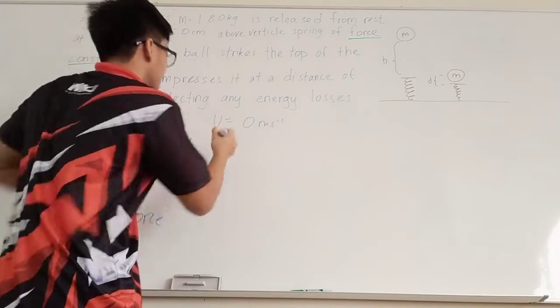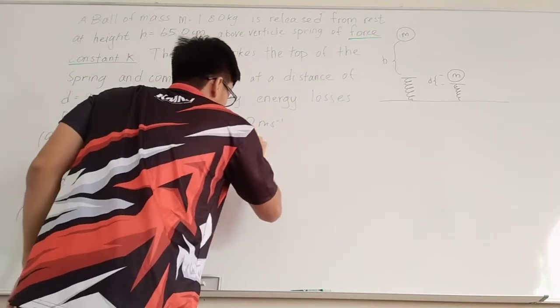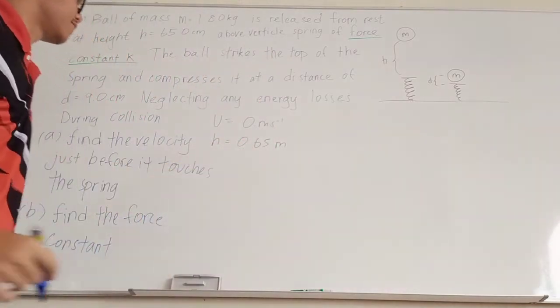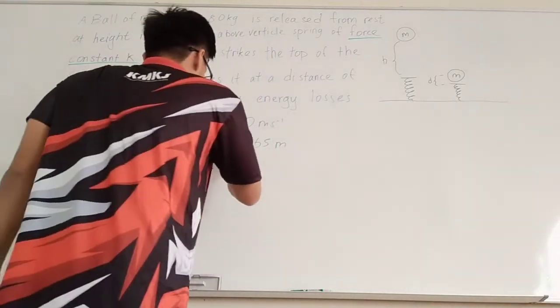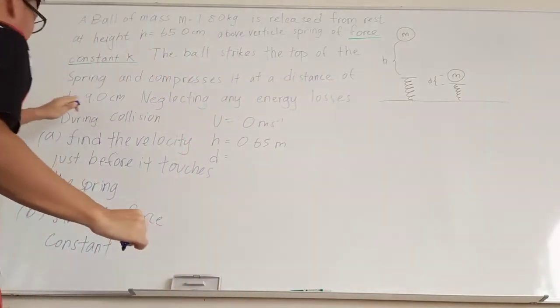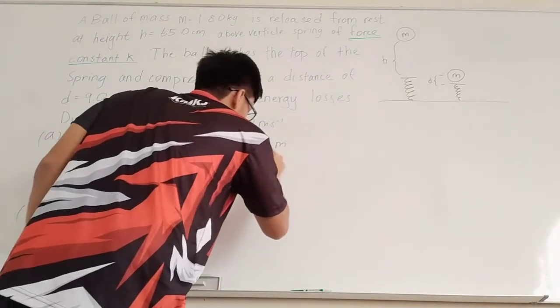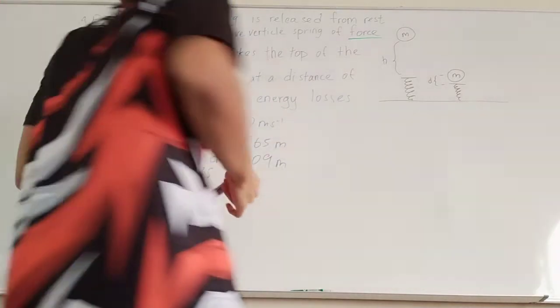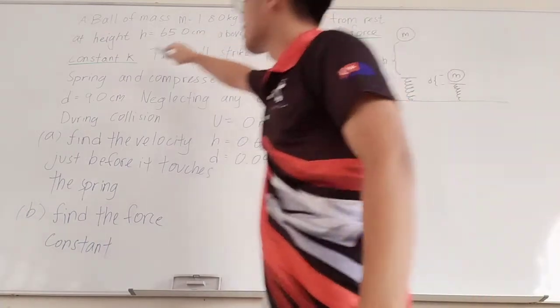Remember, it's in centimeters, so you need to change it. So it will become 0.65 meter. And then there's d, which is not going to be used now, so it's going to be 0.09. We're just going to list everything that's possible here. And k is the constant of the spring.